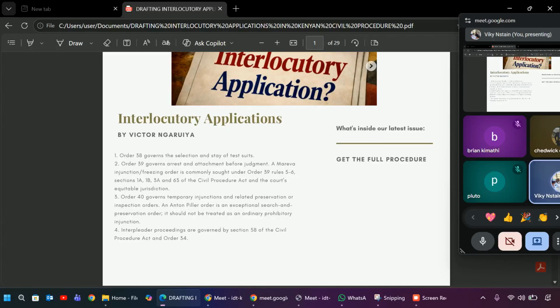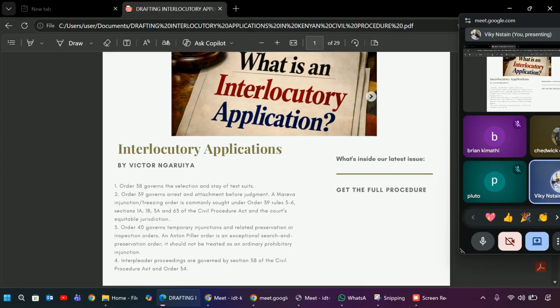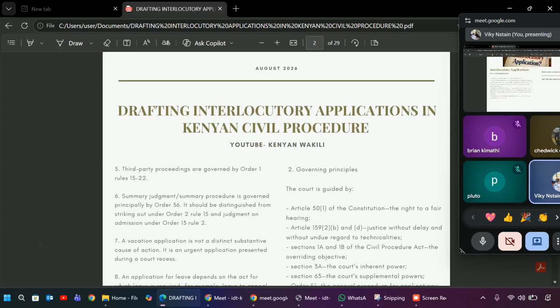Then we'll also do a recap of the previous presentations that we did: interlocutory applications being brought by notice of motion, applications being brought by chamber summons, and even OS. We at one time had that discussion. So it is equal to a full webinar, complete from the word go.